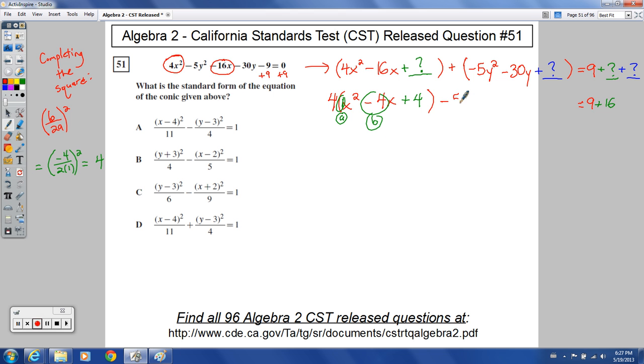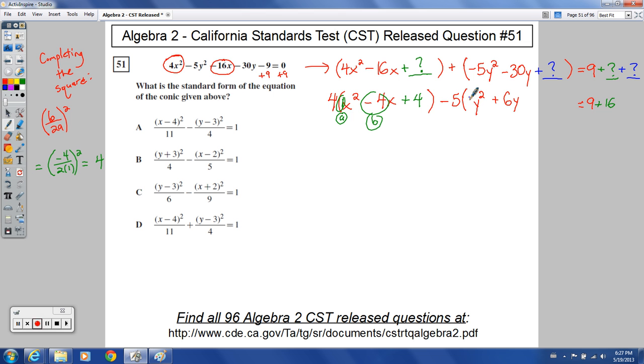And not only a negative, but a negative 5. So let's factor that out first. And then I'll have y squared plus 6y, and then plus, I don't know yet. So I'm trying to figure out now this blue part, what's in there.